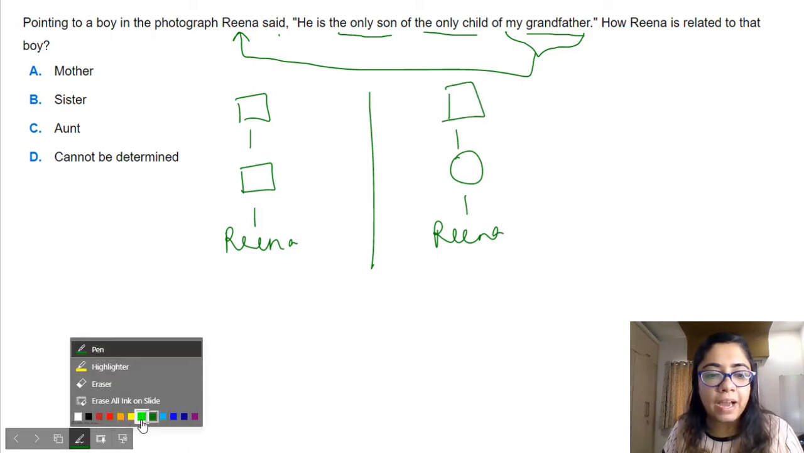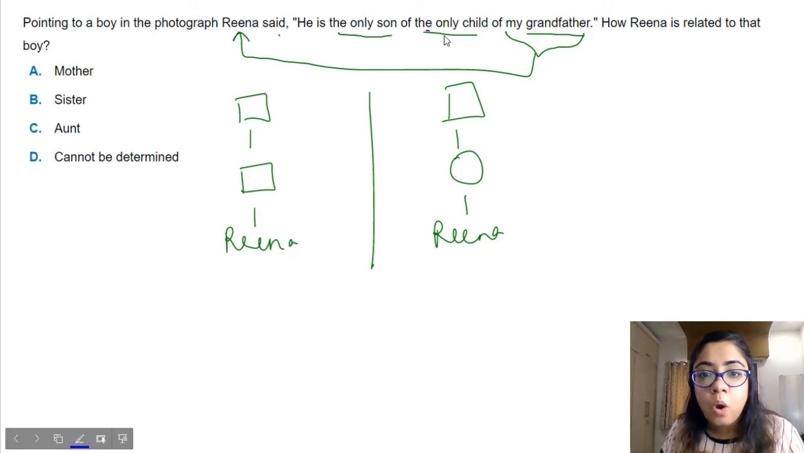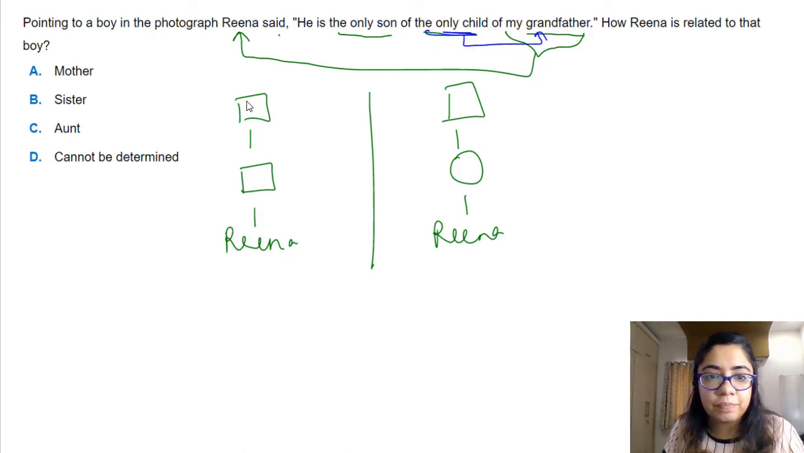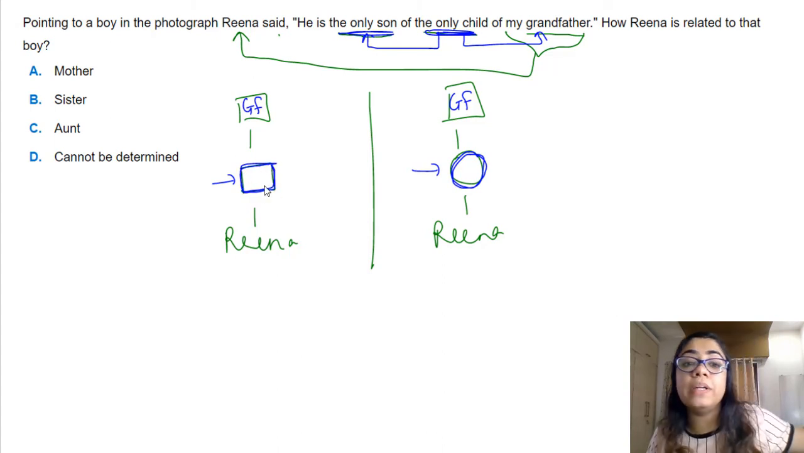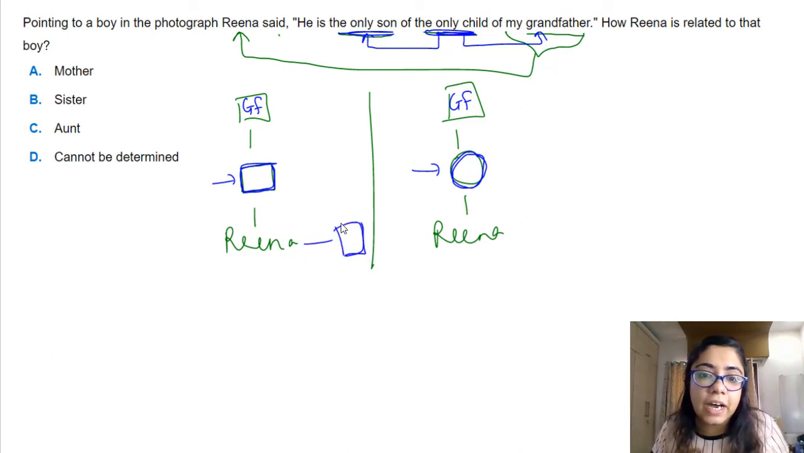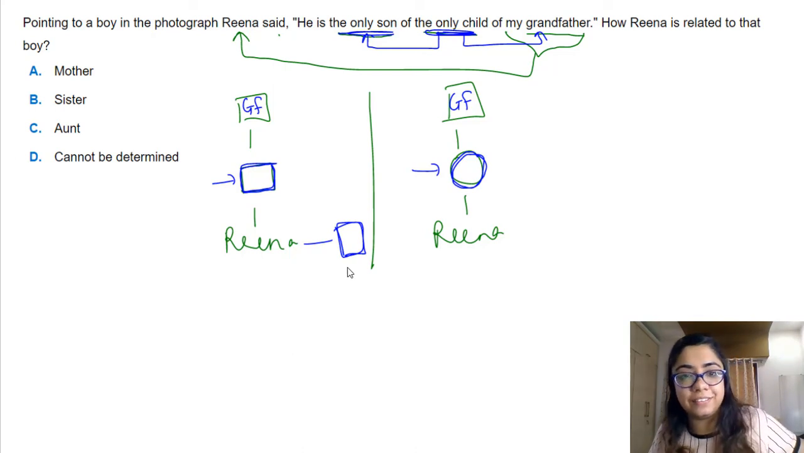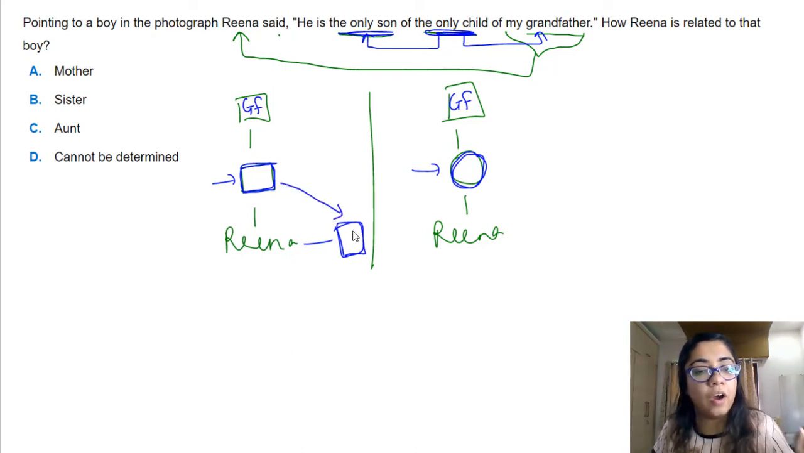Okay, now moving back to the previous part of the question. Only child of my grandfather. So he is the grandfather. So he becomes the only child. He is the grandfather. She becomes the only child. अभी देखो उन्होंने क्या बोला है, उसके पीछे जाओ. Only son of this only child. ठीक है? If this is the only child, उसका only son, he is the only son. Only son means this is the guy. मतलब he is Reena's brother. Right? He is the only son of this guy.